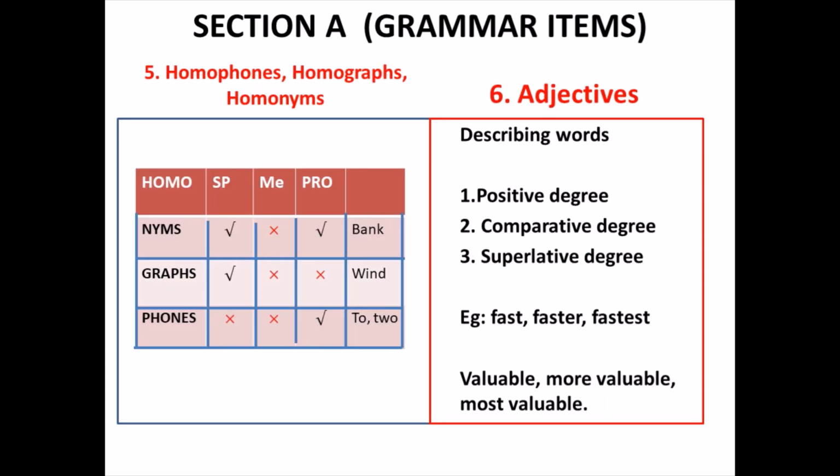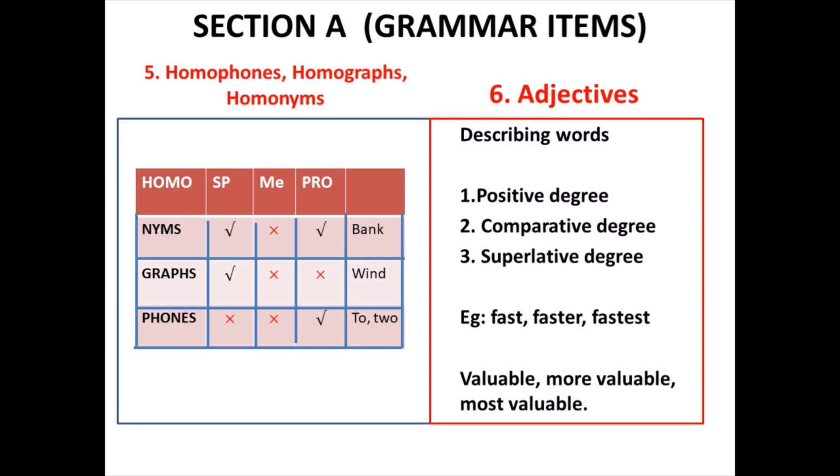Okay. Then we move on to the next item, that is the fifth item, homophones, homographs, and homonyms. This table should really help you. The first column talks about homonyms, homographs, and homophones. SP stands for spelling, ME stands for meaning, and PRO stands for pronunciation. So these three categories are based upon the spelling, meaning and pronunciation.